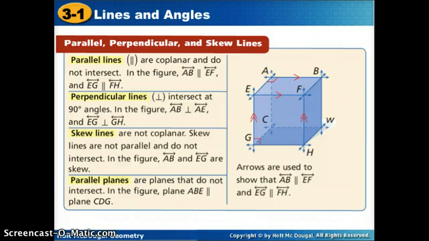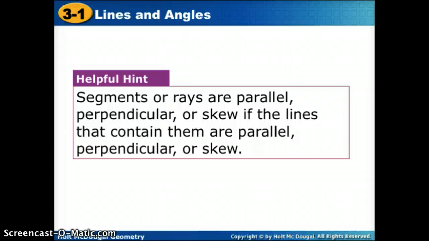So planes that do not intersect would be like this top plane and the bottom plane, which will never touch. In a real example, we have like the floor and the ceiling. Realize the floor and the ceiling are planes, but they'll never touch each other, so we say that those planes are parallel. Another thing to remember, we are talking about lines with these properties, but we can also say the same things about segments and rays. If we extend those, just like the lines, they can be parallel, perpendicular, or skew if the lines that contain them are parallel, perpendicular, or skew.